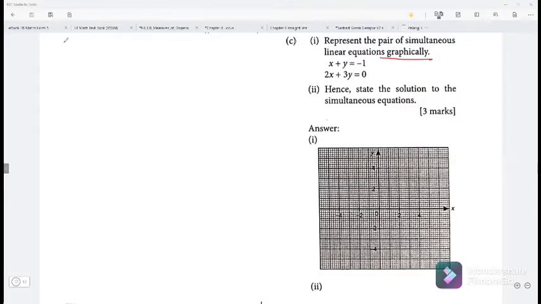The first one, this is the first equation, right? So what you need to do, you can construct a table. You can construct a table. This will make it easier for you when you want to plot the graph. Usually I will use two values only. That's for the first equation, and this is for the second equation.